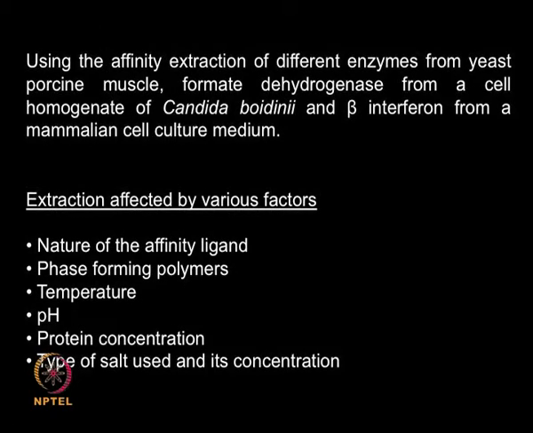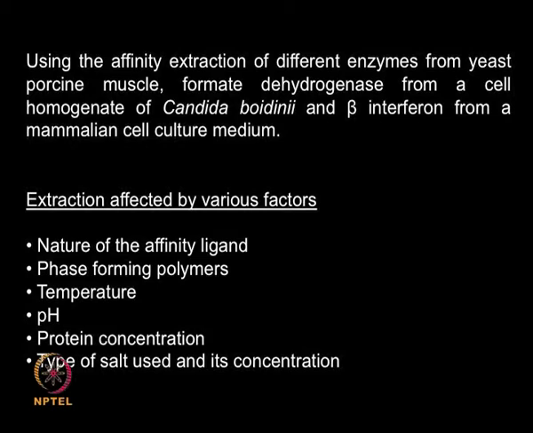So, what are the advantages of affinity extraction? We can use it for extracting different enzymes from yeast and porcine muscle. We can extract formate dehydrogenase from cells of Candida boidinii and beta interferon from a mammalian cell culture medium and so on. So, we can very selectively extract a protein from a mixture of a large number of proteins. The extraction efficiency, the selectivity, is going to be affected by many factors.